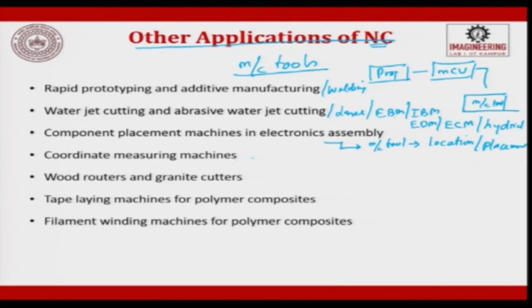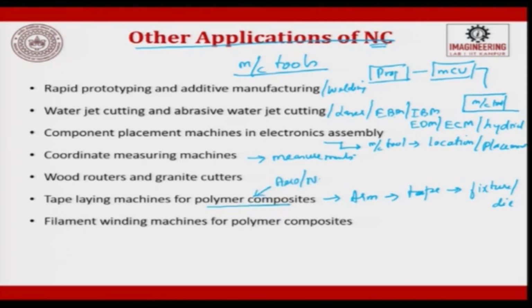Then coordinate measuring machines, these are used for measurements. And these are wood routers and granite cutters. Then you have tape layering machines for polymer composites. Today what is happening is, in the additive manufacturing, almost the same analogy, you will have an arm, then you will have a tape. These tapes are laid on a fixture or on a die, and then this die is further processed, so you get the output. So, this is exhaustively used for aerospace industry and naval industry. They are using these tape layered processes.